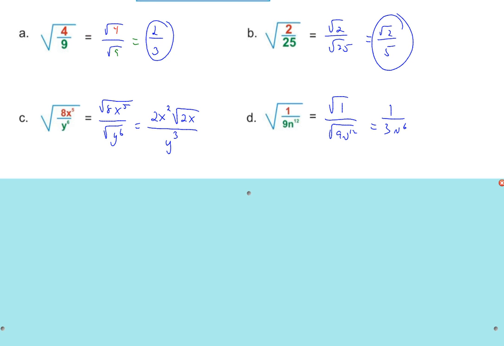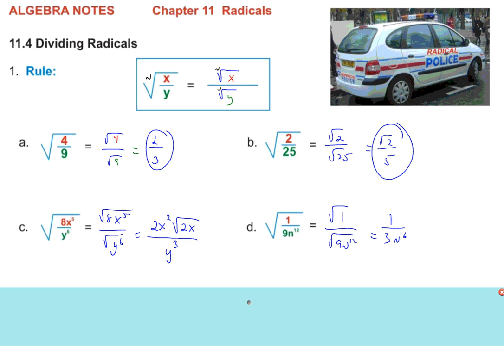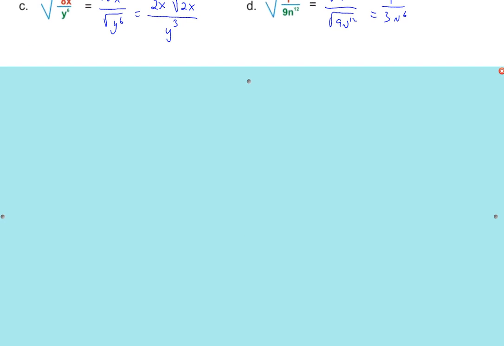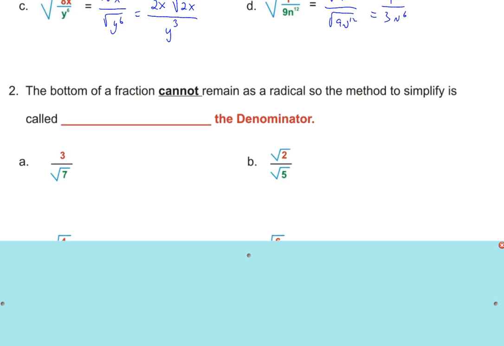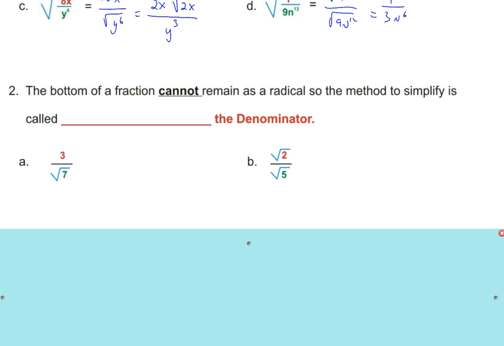All right, but don't forget you separate numerator and denominator. Take the root of the top, take the root of the bottom. All right, well that leads us now to what becomes an important aspect. The bottom of a fraction cannot remain as a radical. You might say, why not?